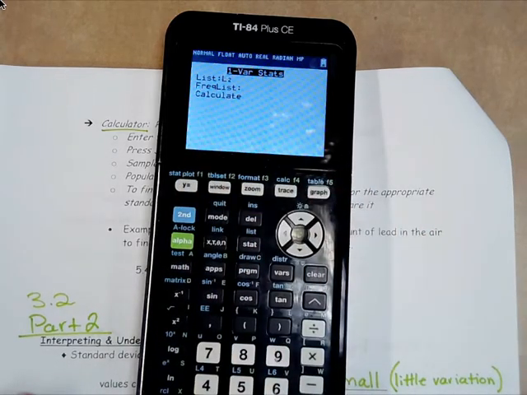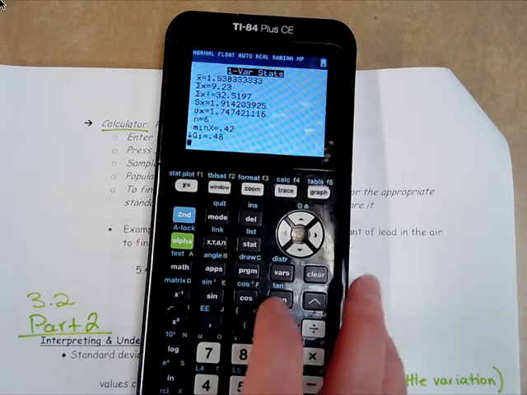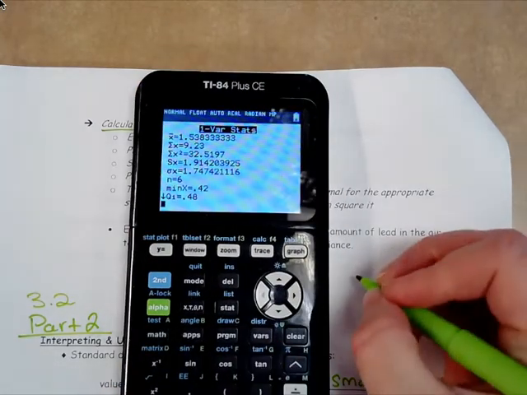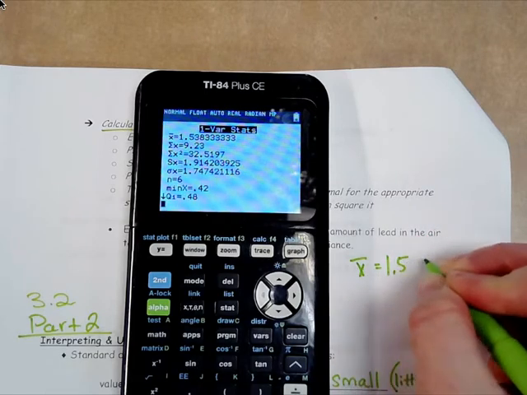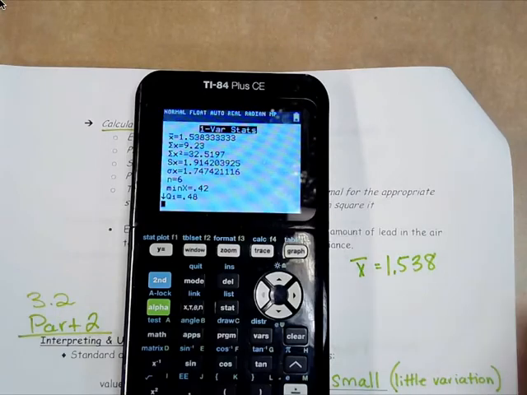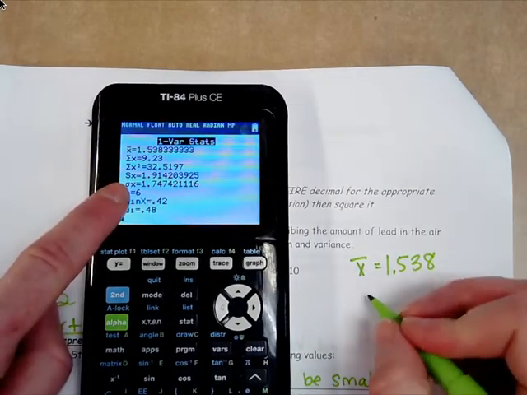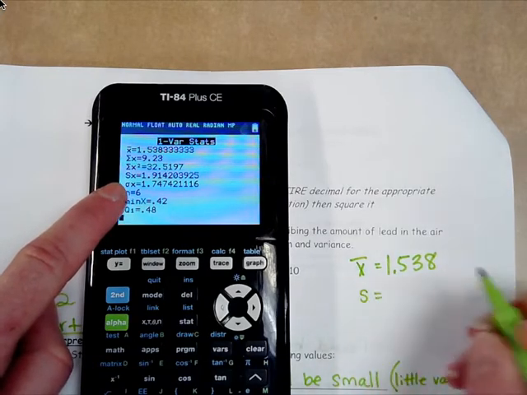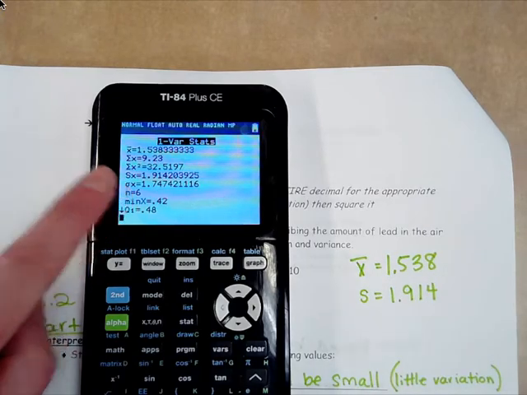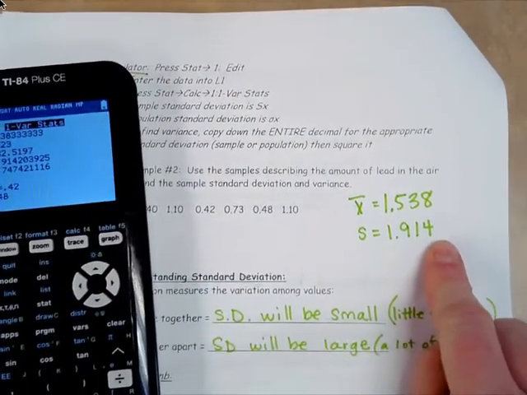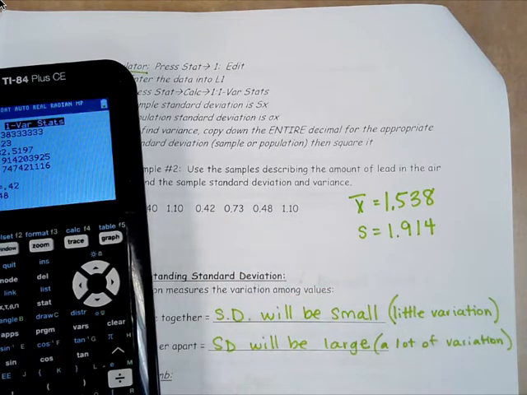So I'm just looking at L2, which is the lead in the air, and I'm going to calculate. And I know that the mean is 1.538. And Sx is your standard deviation for the sample, and that was 1.914. The reason I'm using so many numbers past the decimal is that you go one more than your data set. So we went 3 decimal places.